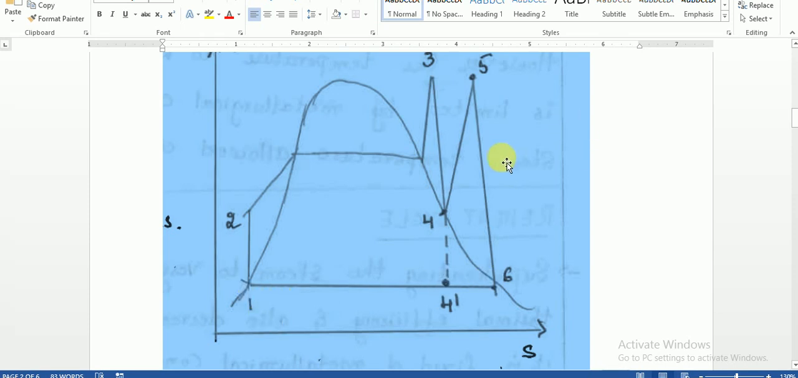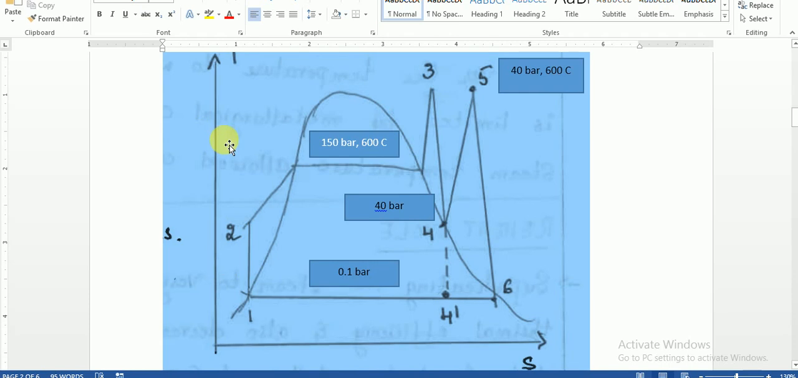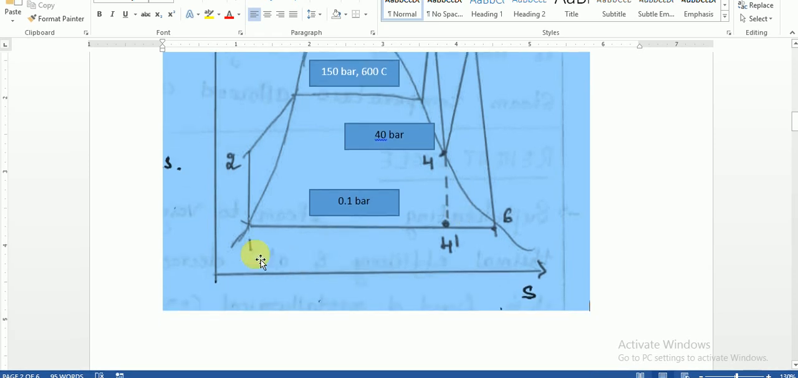Then this process continues. So we'll name a few of the things. We can see here, this is our boiler pressure, 150 bar, 600 degrees Celsius. This is the high pressure expansion from 3 to 4, from 150 bar to 40 bar, then reheated to 40 bar, 600 degrees Celsius, then expanded to 0.1 bar. Then this is our liquid, completely liquid.